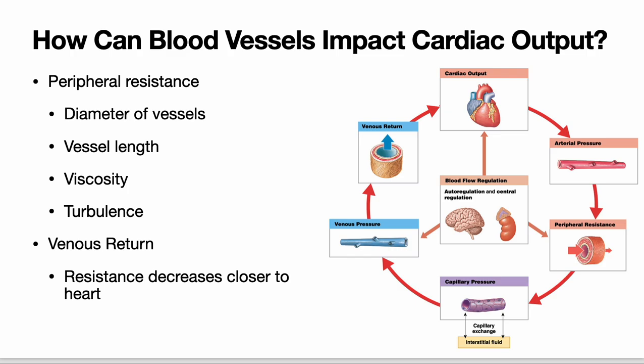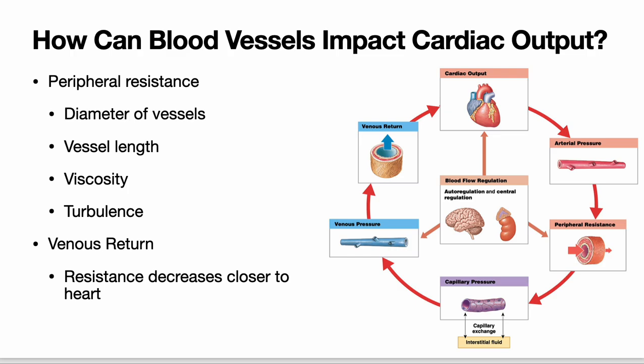All right, so how can blood vessels impact cardiac output? Well, here's the thing. All those miles of blood vessels in your body create friction, right? Blood is running along, it's hitting the walls of the vessels, and that creates friction. And so we call that peripheral resistance. And there's actually a number of things that will lead to peripheral resistance.